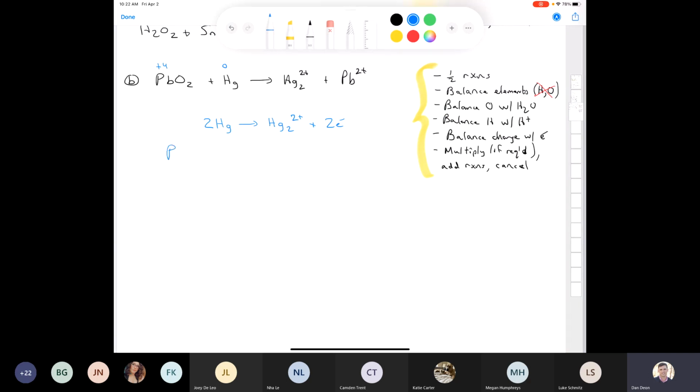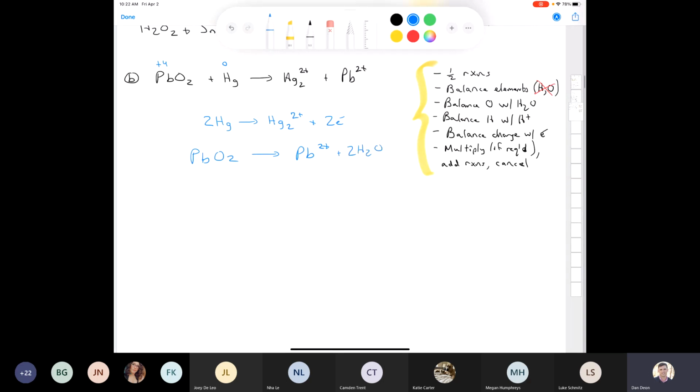Let's take a look at the lead reaction or the reduction. So we have lead 4 oxide, PbO2, produces Pb2 plus. I'm going to move that over to make a little extra space here. Okay, the lead is balanced. Next, we're going to balance the oxygen by using water. So we're going to need 2 water molecules over here. We're going to balance the hydrogens with 4 protons over here.